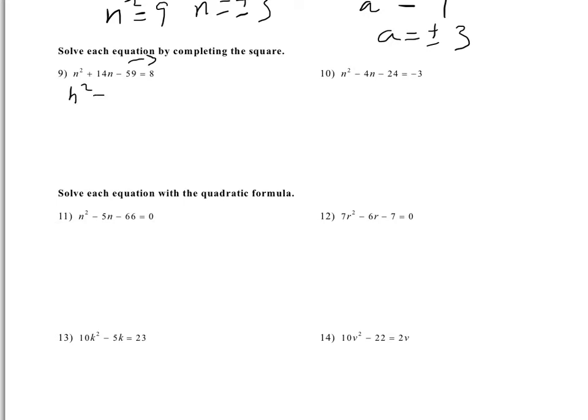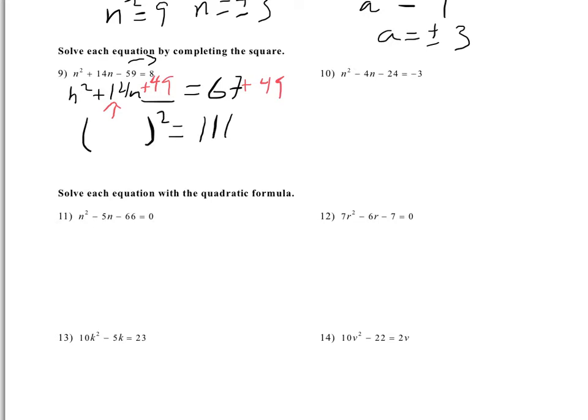So I have n squared plus 14n. Leave a space, it's crucial, equals 67. Now I have to figure out what number to add on, so it's always half of this number squared. Half of 14 is 7, squared is 49. Add 49 to both sides. So then I should end up with here, I need to factor this now.